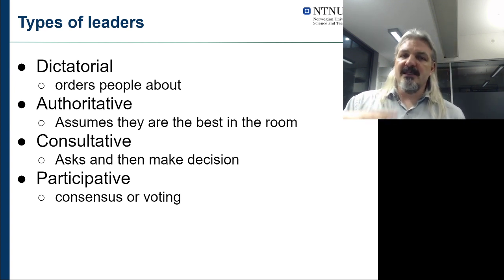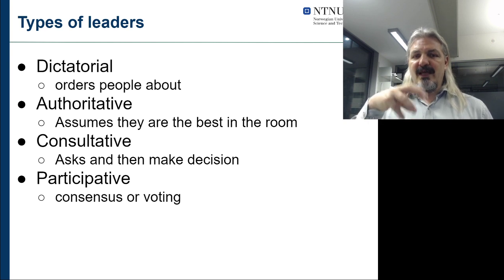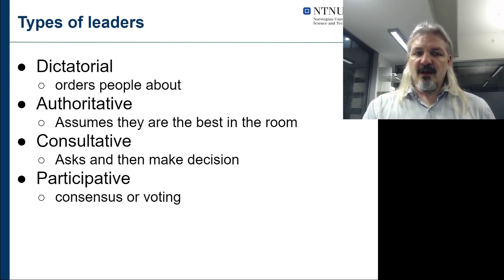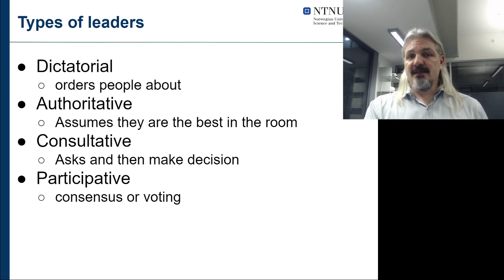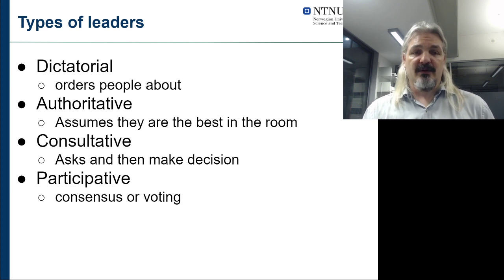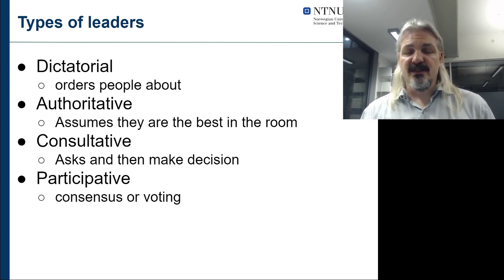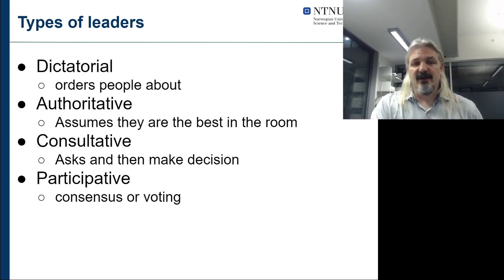Now, down from dictator, there's authoritative leadership. Authoritative leadership makes the assumption that I am the most important and most intelligent person in the room. So I will still ask for opinions, but I, as leader, assume that I am the one who understands what's going on, right? So a dictator just won't ask for opinions at all. An authoritative leader will ask for opinions and then still make the final decision.